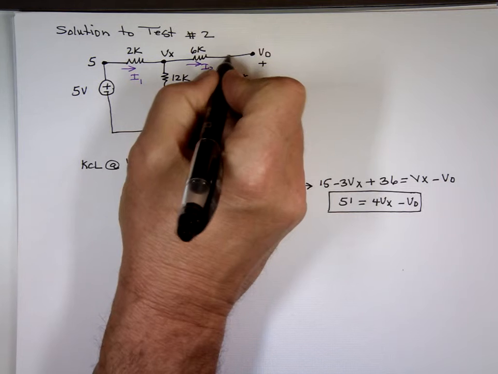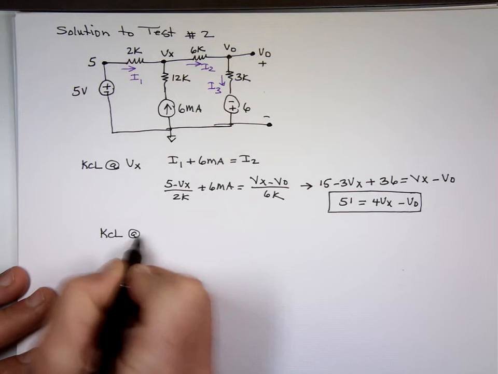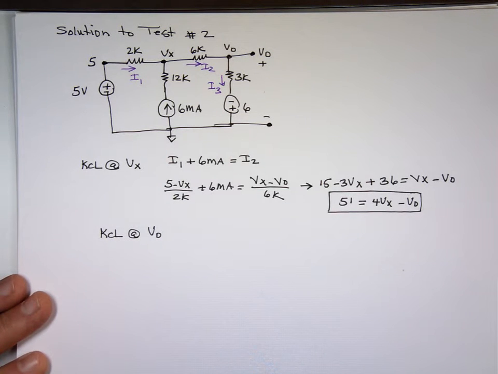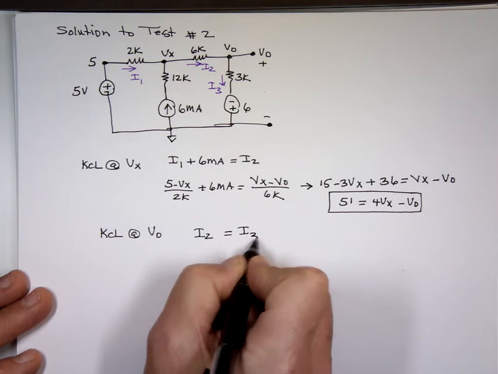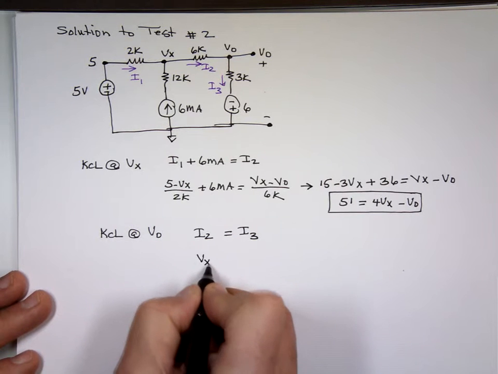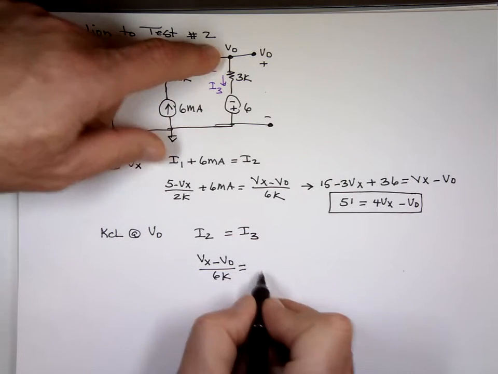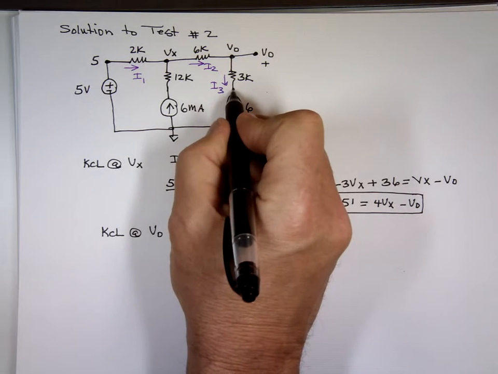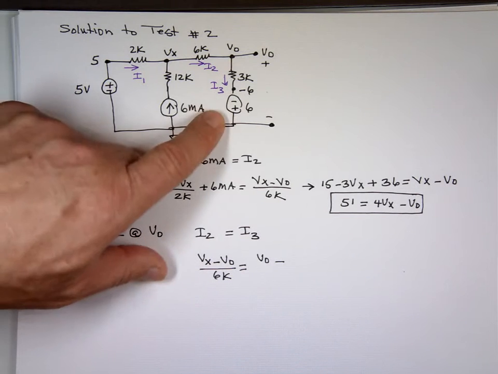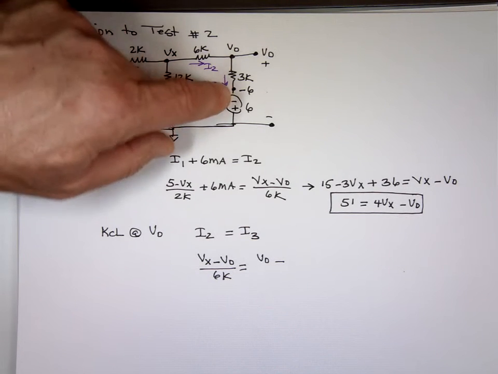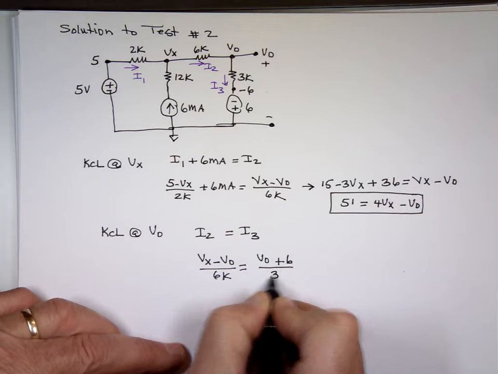The other one, this is V out again here. The other one is KCL at V out. The current in, which is what? I sub 2 equals the current out, which is I sub 3. That's Vx minus V out over 6K equals V out minus, what's the voltage here? Negative 6. Right? So V out minus a negative 6. What's V out minus a negative 6? V out plus 6 over what? 3K?